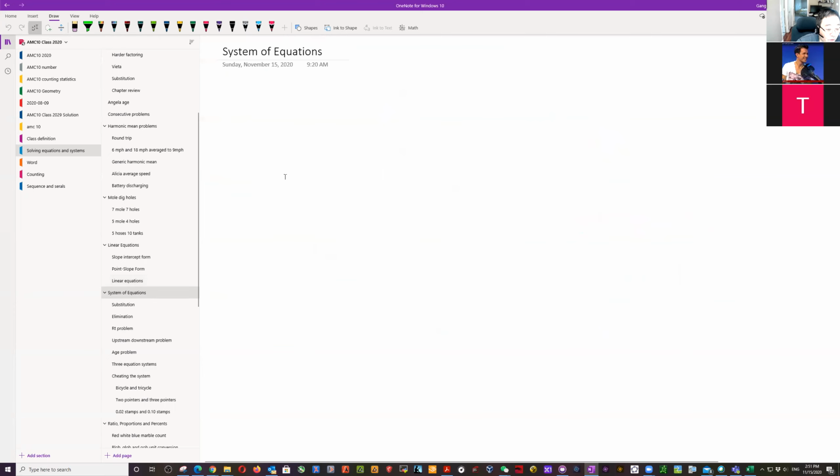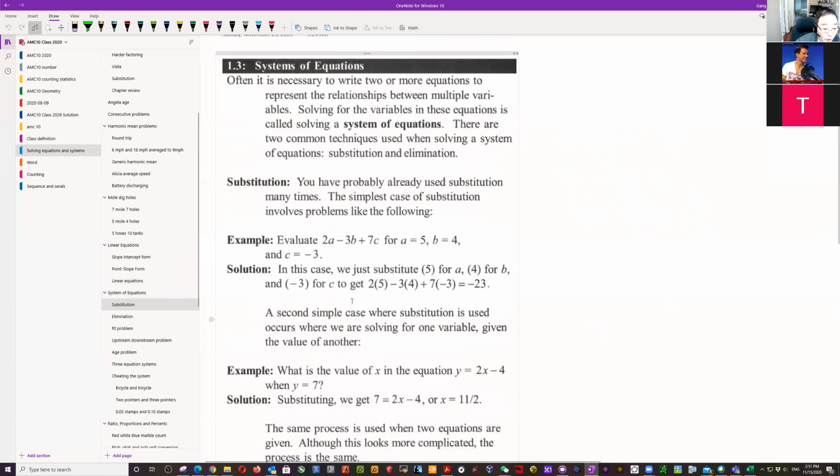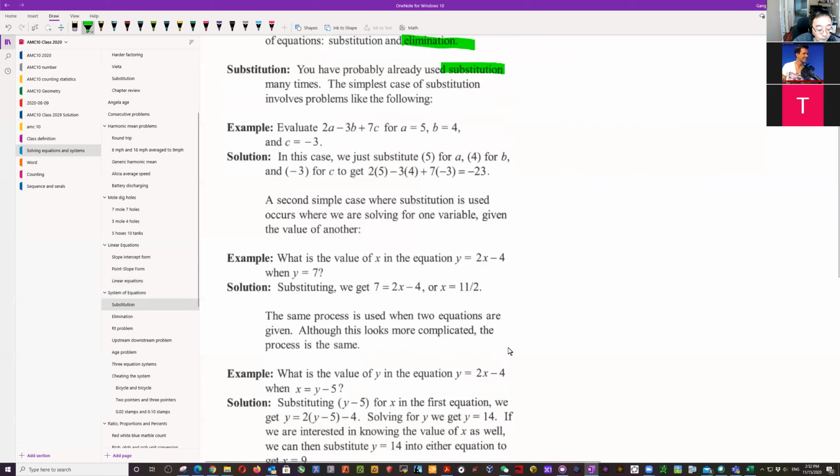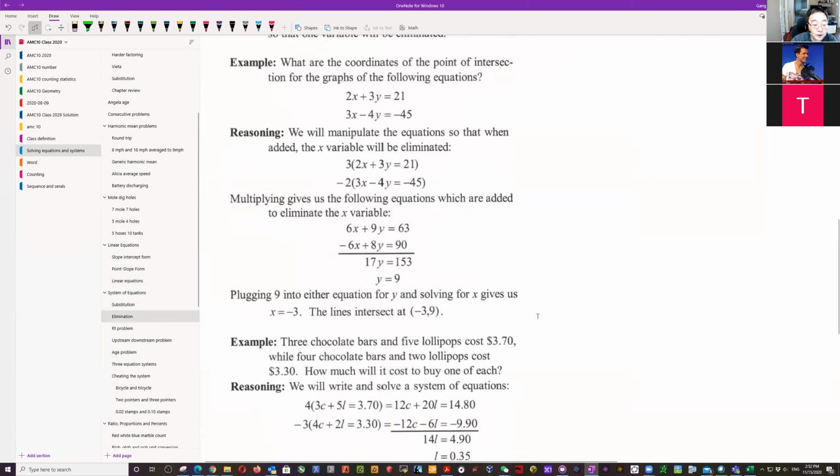Okay, so let's do systems of equations. A system of equations must be a fairly standard and fairly easy problem. Typically you have two methods of doing it. One method is substitution. The other method is elimination. So there are two methods, and let's see the elimination.